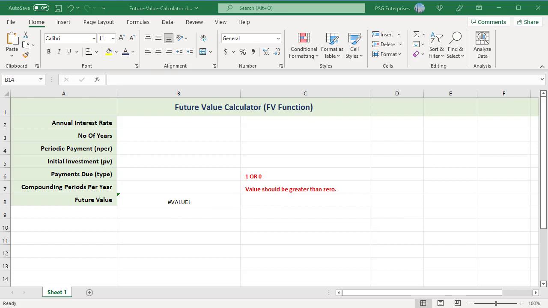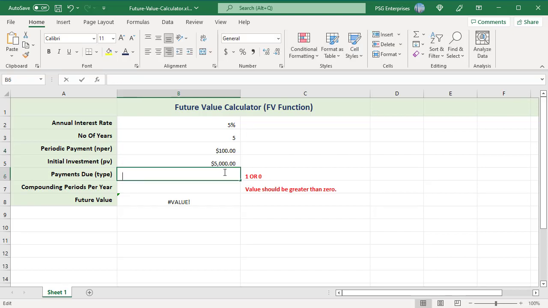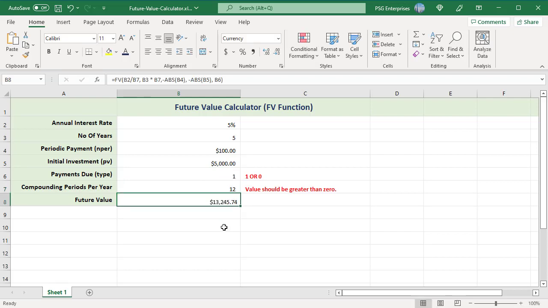To find the future value in 5 years when $5,000 is deposited initially and $100 is deposited at the beginning of every month at an annual interest rate of 5%, enter these values. Annual interest rate 5%, number of years 5, periodic payment $100, initial payment $5,000, 1 for type, 12 for periods per year. Future value is around 13,000.